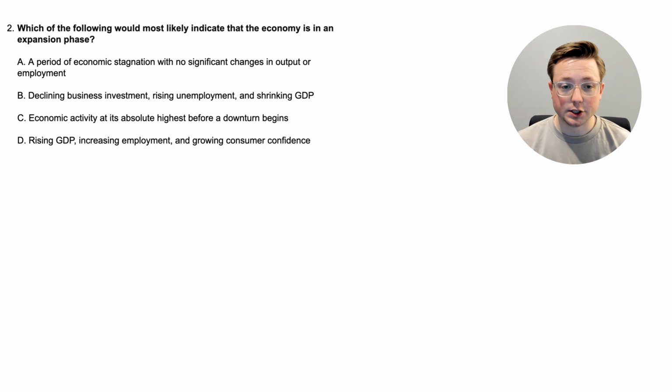All right, here we are at question 2. Which of the following would most likely indicate that the economy is in an expansion phase? Okay, let's go through the options. Option A, a period of economic stagnation with no significant changes in output or employment. Option B, declining business investment, rising unemployment, and shrinking GDP. Option C, economic activity at its absolute highest before a downturn begins. Or option D, rising GDP, increasing employment, and growing consumer confidence.